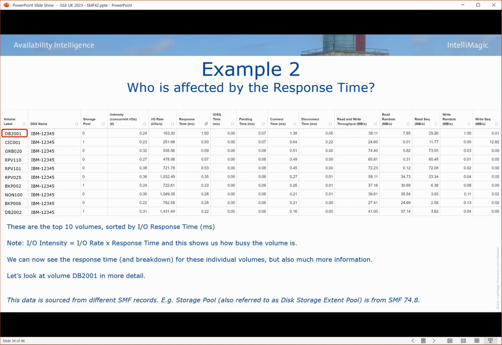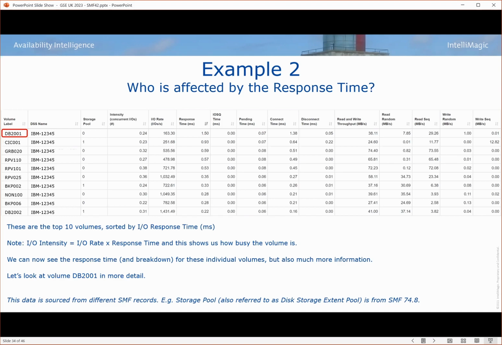So here again, I've put together a table with the top 10 volumes in this case around that 5 p.m. peak that I'm looking at. And we can see the response time for the volumes, the IO rate, and the components of response time. Is IOSQ a majority of the response time or connect time or disconnect time, etc.? Okay, so we get a better feeling for which volumes are affected and also what type of IOs, or rather the contributors to response time.